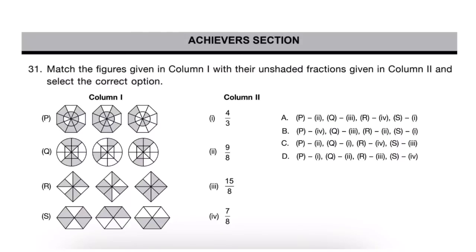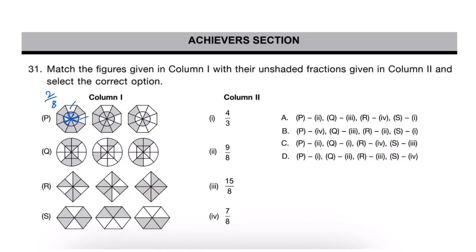Achievers section, question 31. Match the figures given in column 1 with their unshaded fractions given in column 2 and select the correct option. If we put this part of the circle here, then this part gets shaded completely, and if we put this part here, then this part also gets shaded completely, and this remains unshaded. Means 2 upon 8th part of this is unshaded.